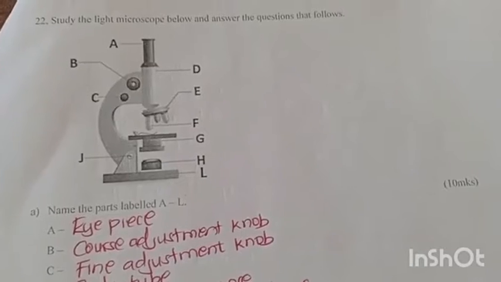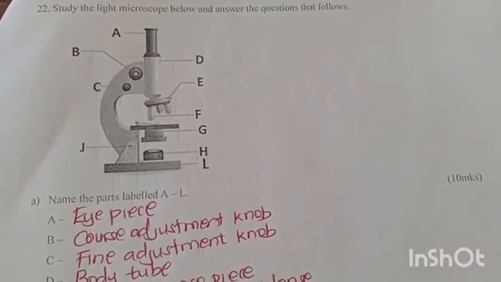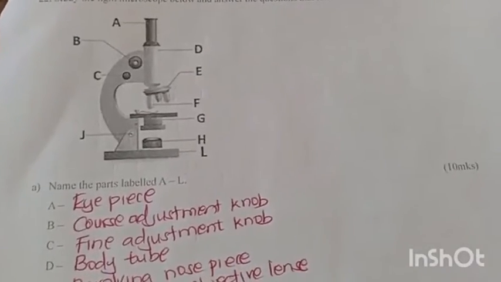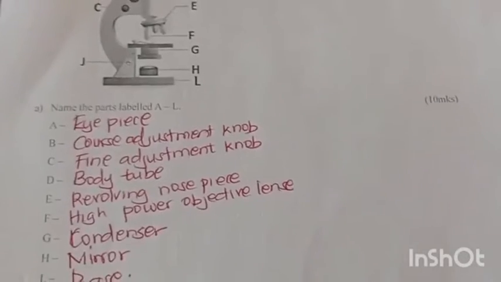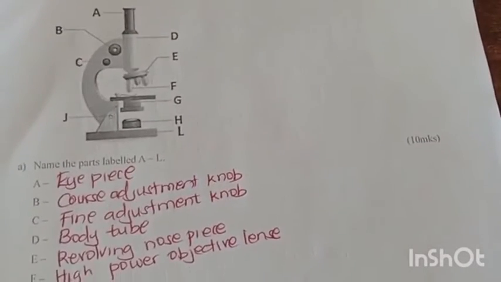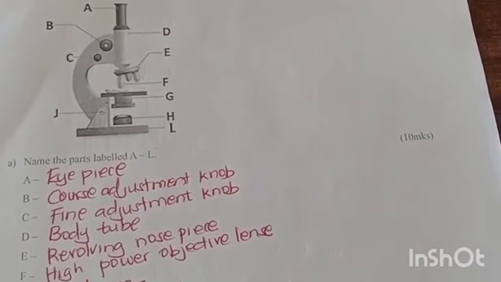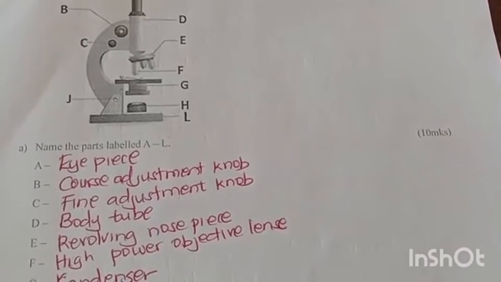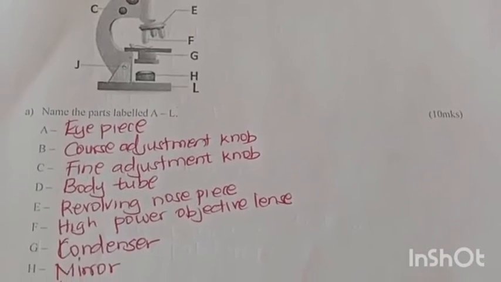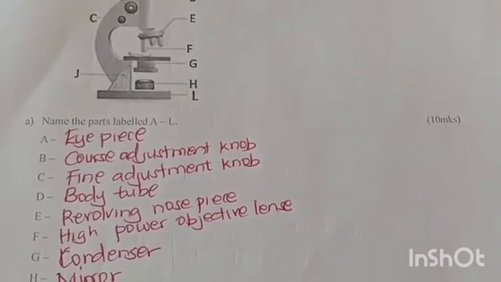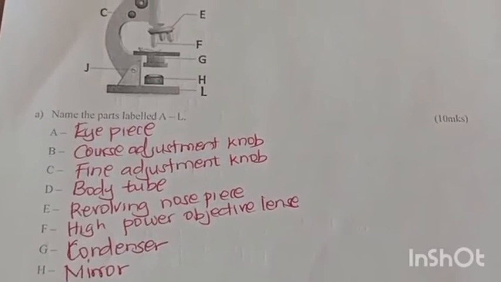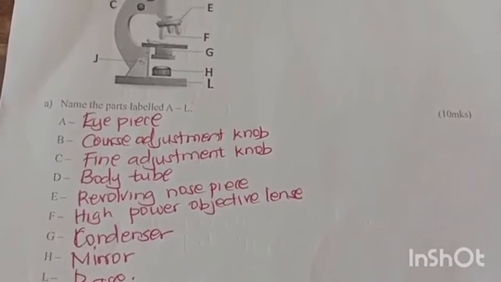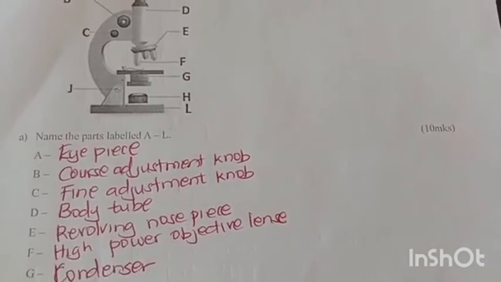This last question shows the light microscope. You're supposed to study it and answer the questions. You're supposed to name part A up to part H, part L. Part A is the eyepiece, B is the coarse adjustment knob, C is the fine adjustment knob, D is the body tube, E is the revolving nose piece, F is the high power objective lens, condenser, G, H is the mirror, and then L is the base.